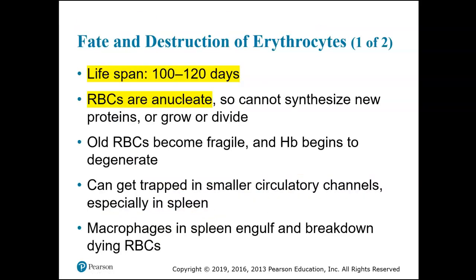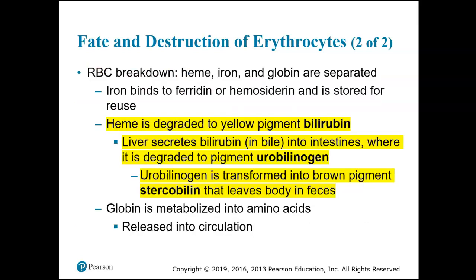The lifespan of a red blood cell is 120 days, which of course is 4 months. And red blood cells are anucleate, meaning that they don't have a nucleus. They also don't have other organelles like mitochondria, so they are not able to live long. They're designed so that they can simply transport oxygen as efficiently as possible.